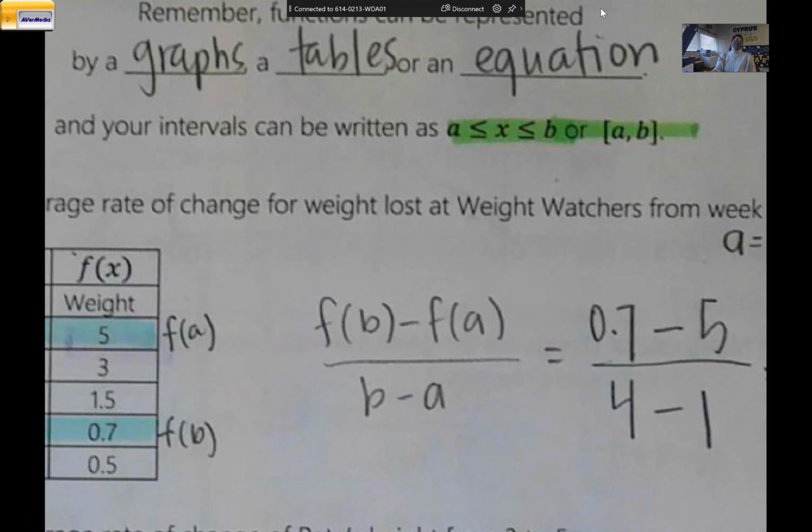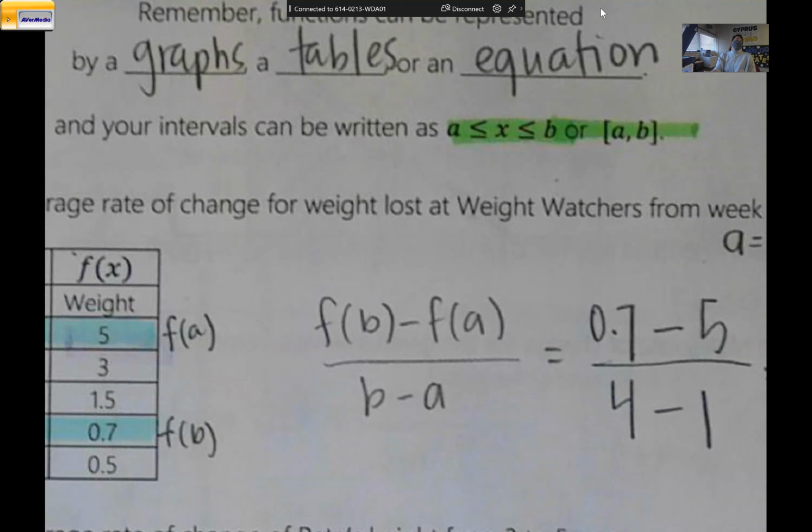So now I have every single thing that I need to use this formula at the top. So I'm going to rewrite the formula. You guys don't have to, but I'm going to rewrite it just so that you can see it on the screen as we fill it in. So for f of B, what should we fill in? 0.7. For f of A, we should fill in 5. Make sure that you minus them. In the bottom, we plug in B, the ending point, which is 4, subtract 1, which is the starting point.